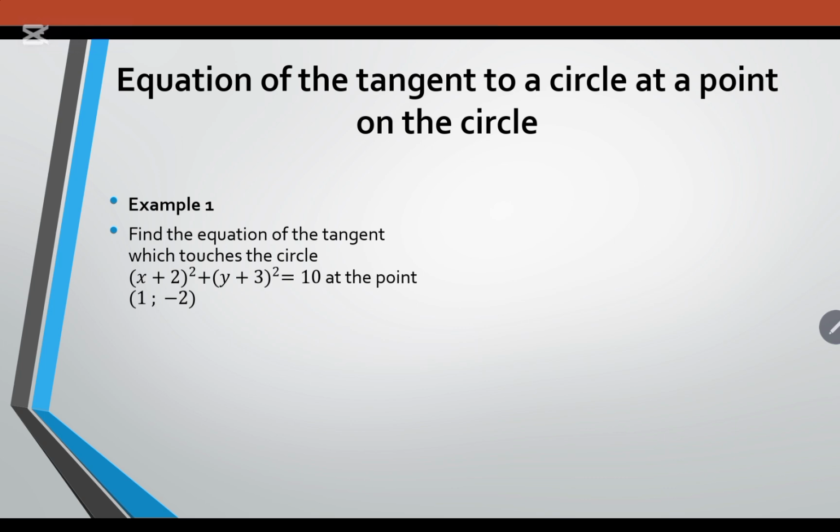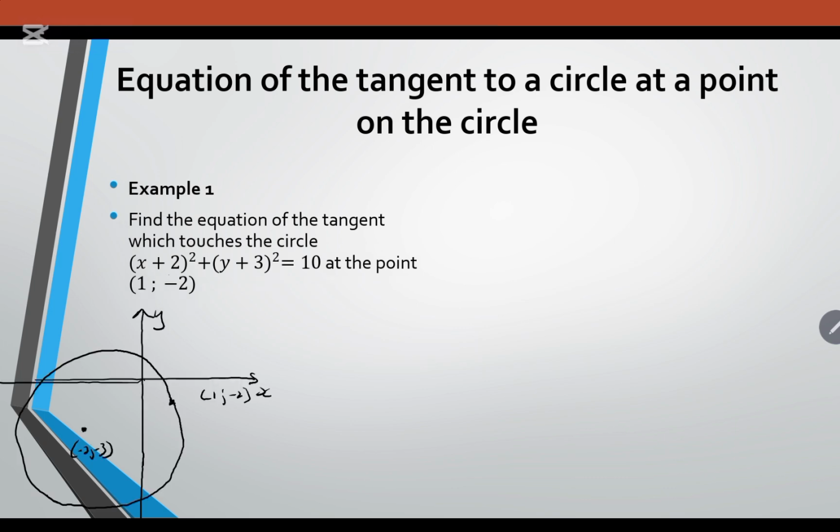They say find the equation of the tangent which touches the circle (x plus 2) squared plus (y plus 3) squared is equal to 10 at point 1 and negative 2. So I just demonstrated the circle on the set of axes and the important point. From the equation, we can see that the coordinate of center is negative 2 and negative 3, and we are given the point of contact as 1 and negative 2. So here is the point of contact with the tangent.